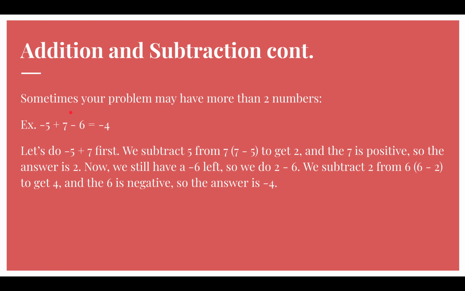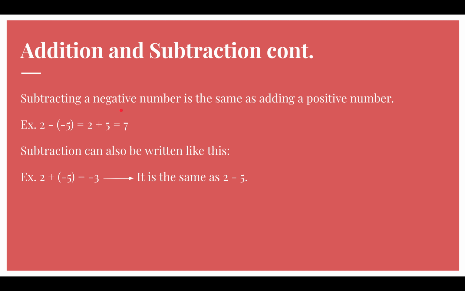Alright, now here's a problem with three numbers in it. So let's do the first two numbers first. -5 plus 7. We subtract 5 from 7, which is 7 minus 5, and we get 2. And the 7 is positive, so the answer is +2. We're keeping the sign of the 7. And we still have a -6 left, so we're going to do 2 minus 6 now. And so we subtract 2 from 6, 6 minus 2, to get 4. And the 6 is negative, and it's a larger number, so we're going to keep the negative sign, and our final answer is -4.